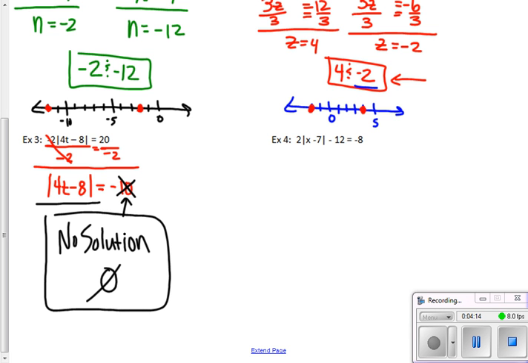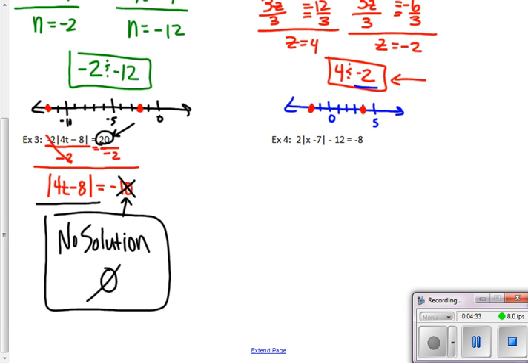Just looking at example 3, it looks like it's going to have a solution because it's a positive 20. But after you get rid of that negative 2 there and you isolate your absolute value, you find out that this has no solution because absolute value cannot equal a negative outcome.